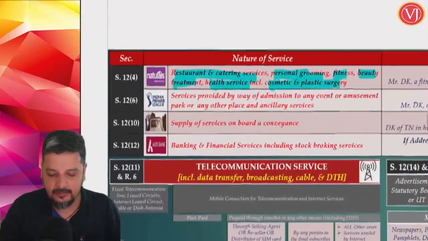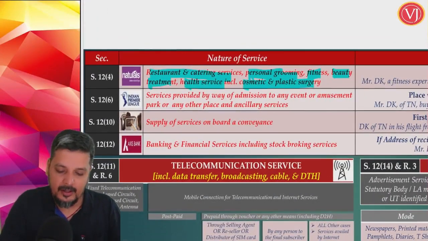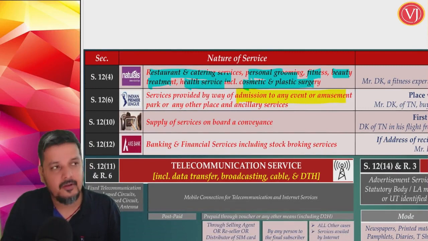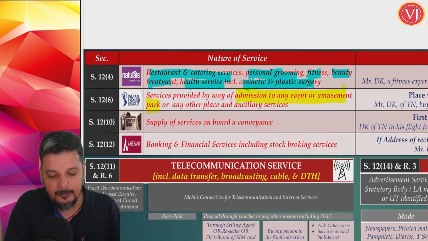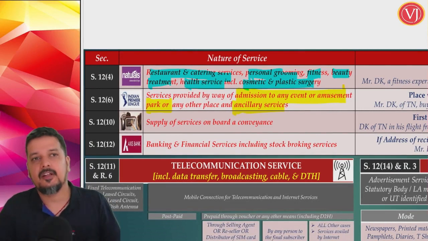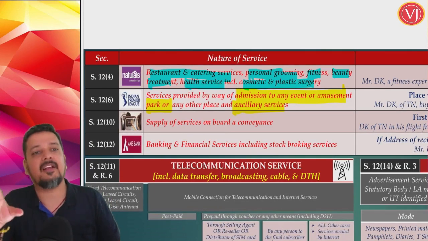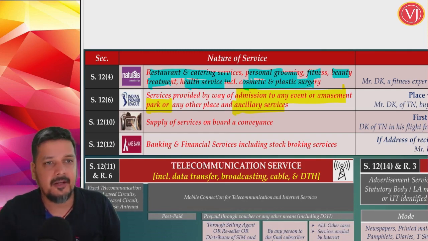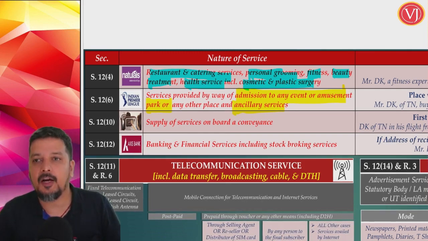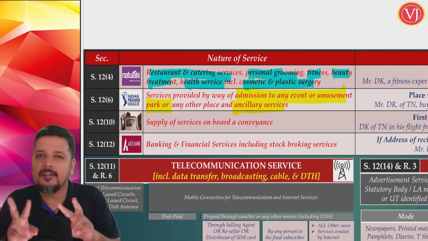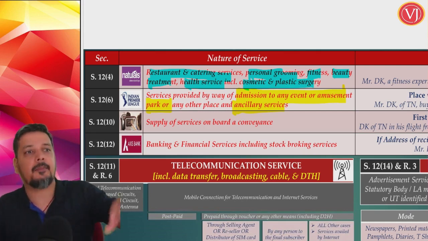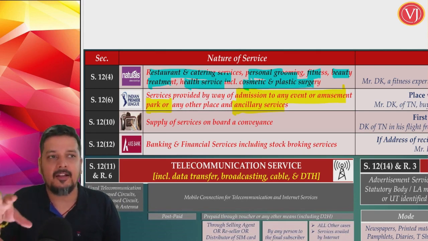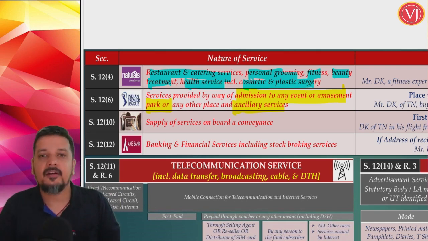But wait, for event, there is one more category of services where you're talking about admission to any event, not only event, admission to amusement park or any other place, and ancillary services. Here they talk about event as well as fixed place, that is any amusement park or any other place. Zoo. See, the difference between event and amusement park: event place will keep changing, but that amusement park or any other place will remain fixed. So here they are not talking about organization of an event. They are talking about admission. In simple language, ticket.